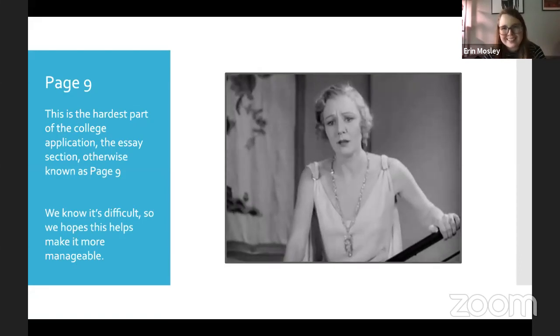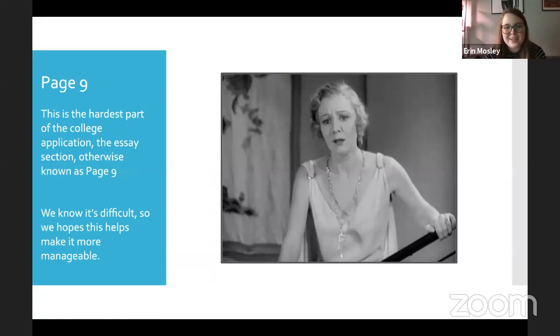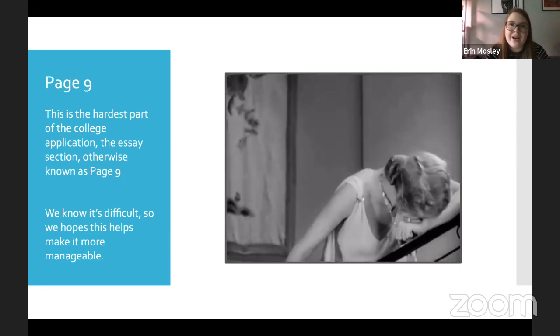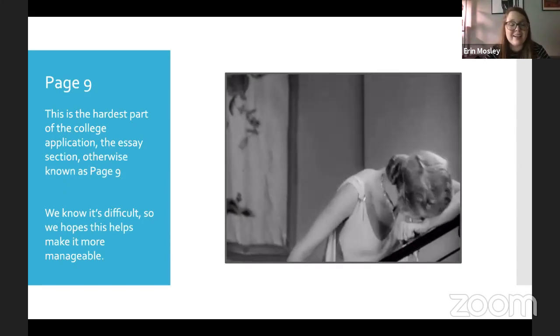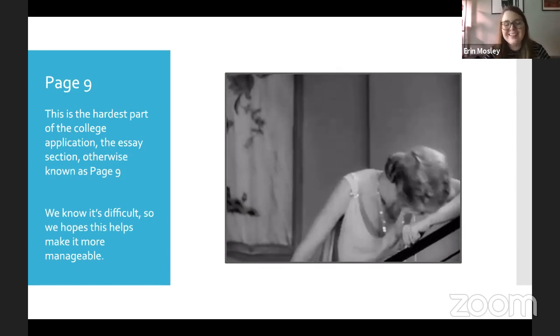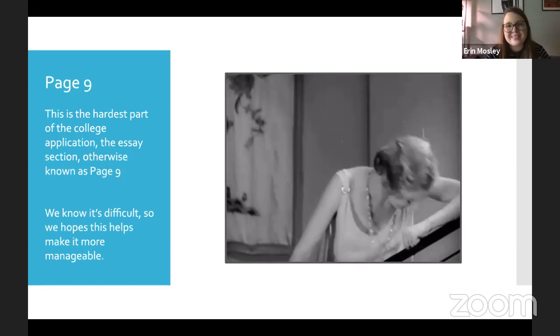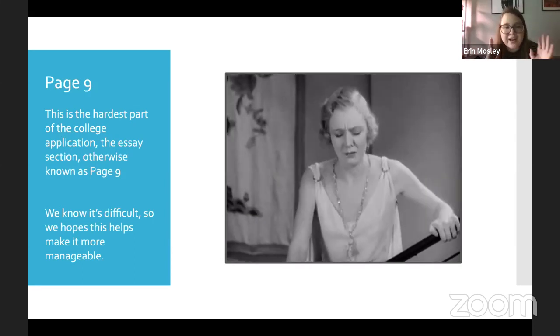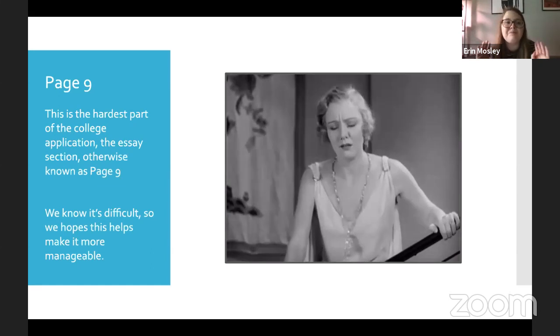So real quick, this is talking about page 9. When you're doing your Apply Texas essay, page 9 is the essay. This is where most students get hung up. We know that it's difficult. We know that writing essays isn't always the easiest, especially when it's about you, but we're here to try and help make that manageable. And we understand that this is the most difficult part of your Apply Texas application.